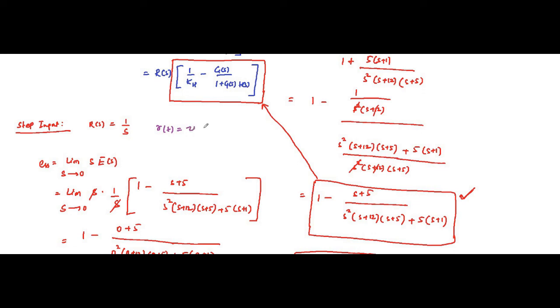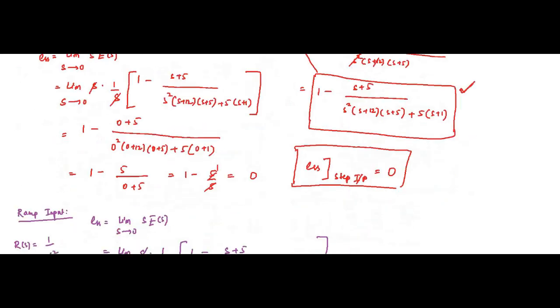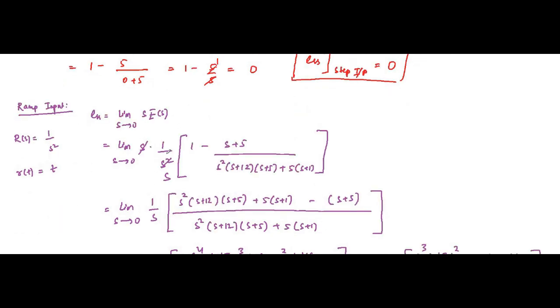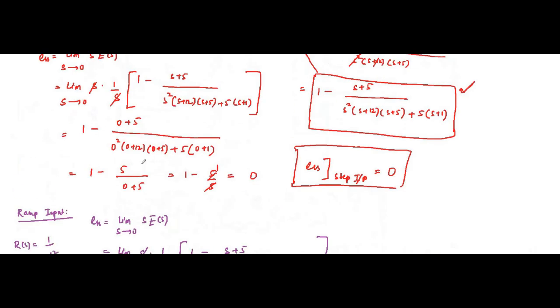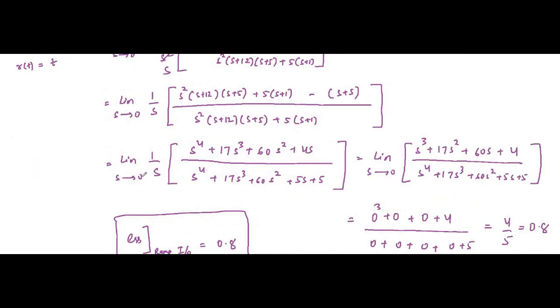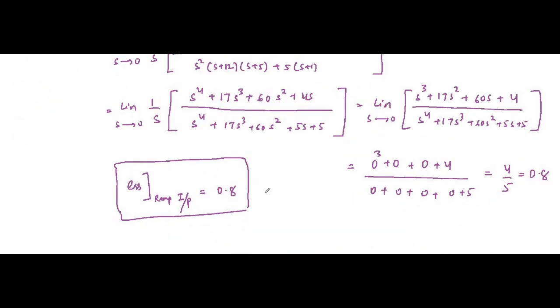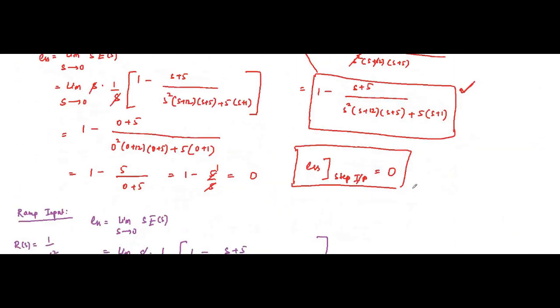For ramp input rs is equal to 1 by s square, we know, because for step input rt is equal to a ut and a is equal to 1, that's why it is 1 by s, and for ramp input rt is equal to at. So as a is equal to 1 for unit ramp input, it is simply t. So 1 by s square is the Laplace transform, and we just substituted 1 by s square for rs, and then we figured out how to find the steady state error using this formula, the final value theorem, and we got the result. So for ramp input it is 0.8, a finite value, and for step input it is 0.